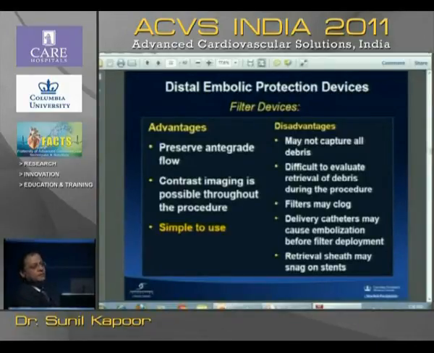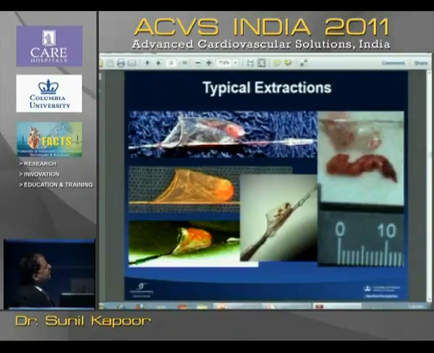That is the only problem which you can have, because otherwise it is a user-friendly device. So be careful and keep it distally and sheath it properly before you take it out. Spend a little time at that point. Next slide. Now these are the typical extractions of what we get in the filter device. Next slide.